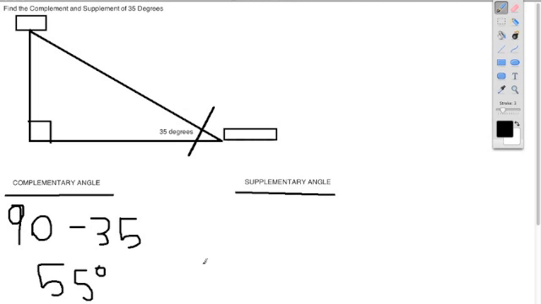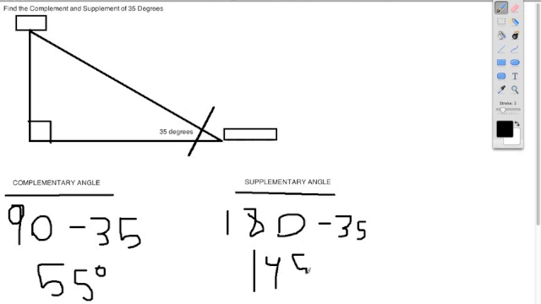A supplementary angle is very similar to a complementary angle. It's an angle that makes another angle add up to 180 degrees instead of 90 degrees. So to find this is very similar to how we found the complementary angle. We just subtract 35 from 180 and we end up with 145 degrees. And those are our answers.